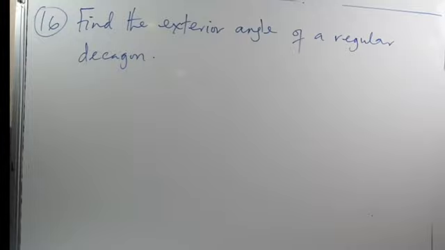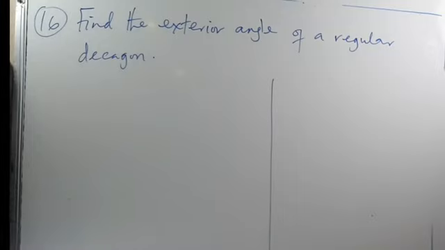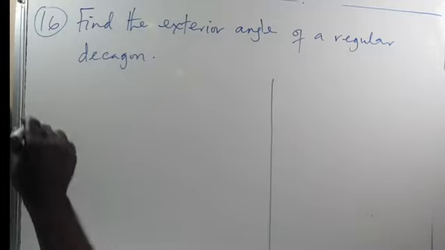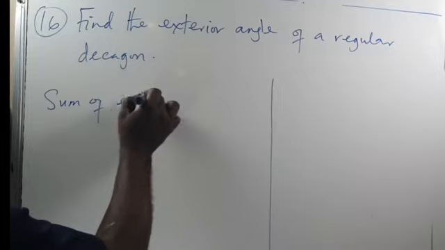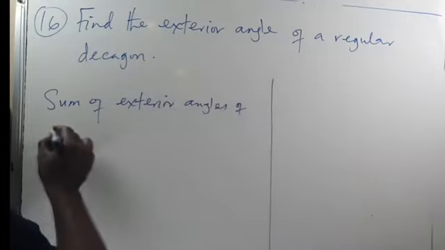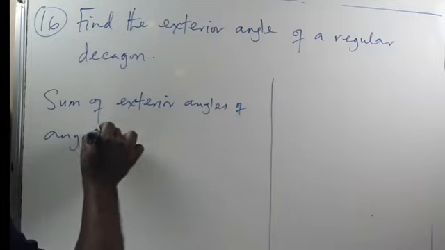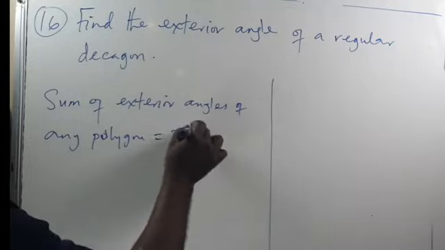So firstly, this question is trying to test our knowledge of exterior angles. The sum of exterior angles of any polygon is 360, which we have proved. Check one of the videos where I discussed exterior angles of a polygon. So the sum of exterior angles of any polygon is equal to what? 360 degrees.